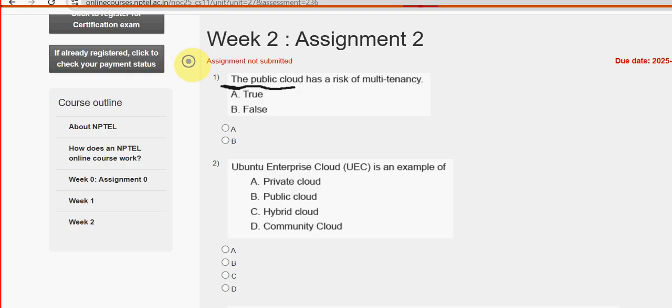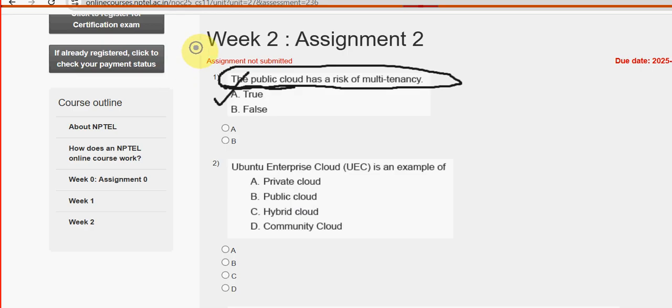Let's see the first question. The public cloud has a risk of multi-tenancy. So it is option A, true.